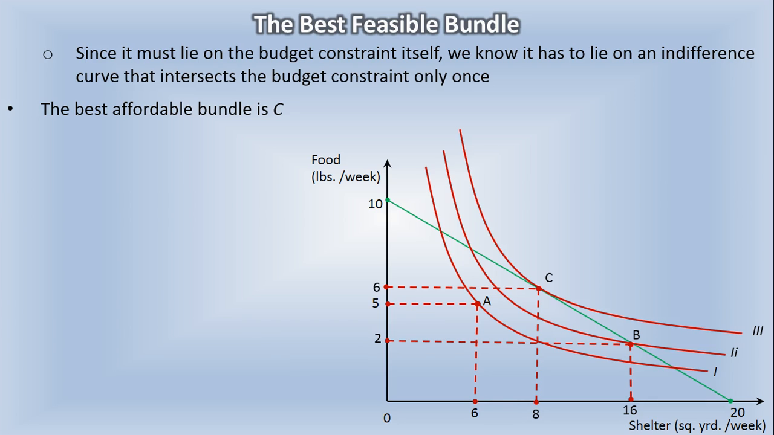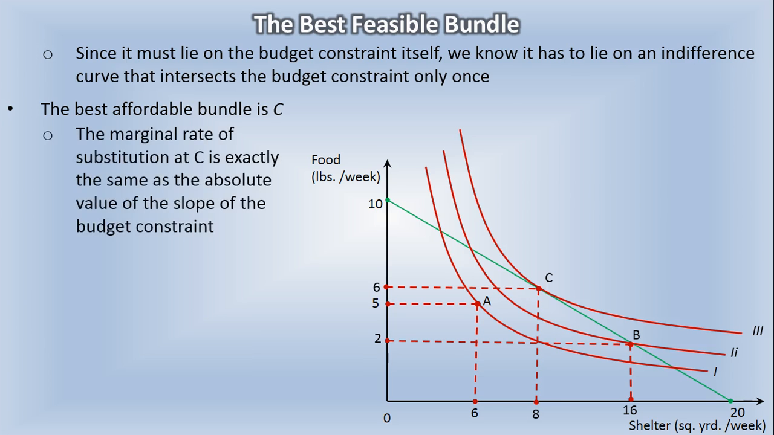Any bundle on a higher indifference curve that would be preferred to this one will not be affordable, will not fall within the affordable set. And so this is the best affordable bundle. It represents the, again, combination of goods and services that will make this consumer the happiest and exhaust all of her income.